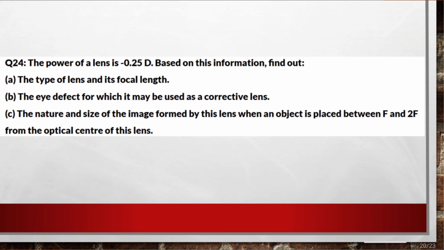Next question is a numerical. The power of a lens is -0.25 diopter. Based on this information, find out the type of lens and its focal length, and the eye defect for which it may be used as a corrective lens. Also state the nature and size of the image formed by this lens when the object is placed between f and 2f from the optical center of this lens.